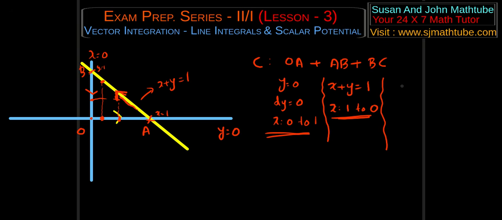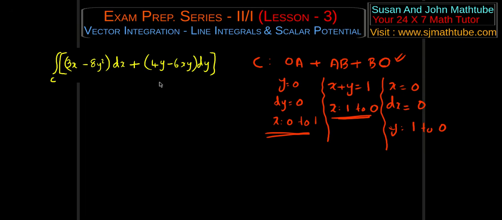Now the last path, BO. I have written BC, correct it. Yeah, BO is the y-axis. Y-axis means x is equal to 0, so the differential of x will be equal to 0. And it's really easy: y varies from 1 to 0. So we have the question here.